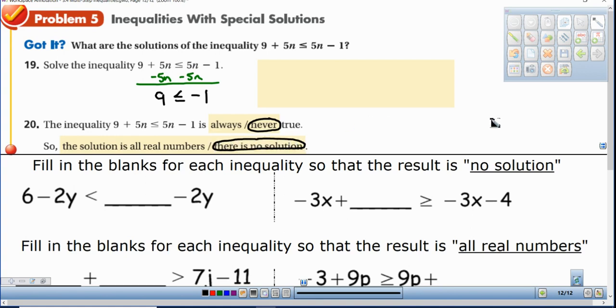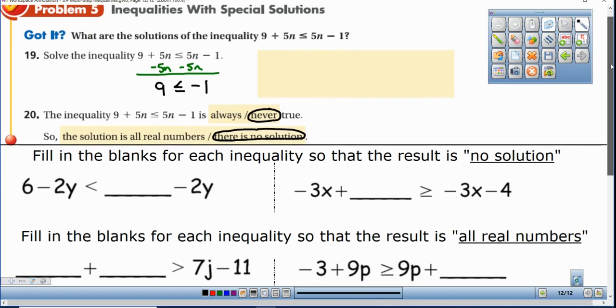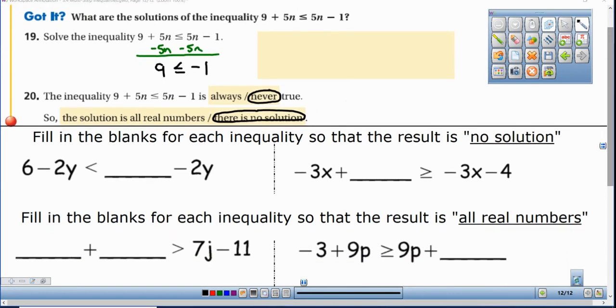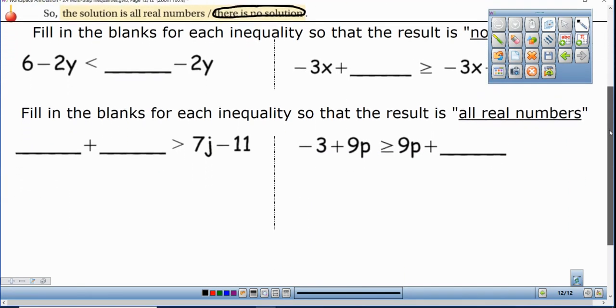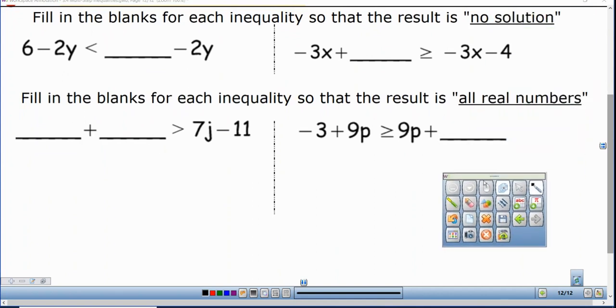So just like with equations, if you wind up with a false statement, regardless of the variable, here has no effect, then you're going to have a no solution. And if you wind up with a true statement, you're going to wind up with all real numbers being the solution. So this next little piece is an interesting way to think about it.